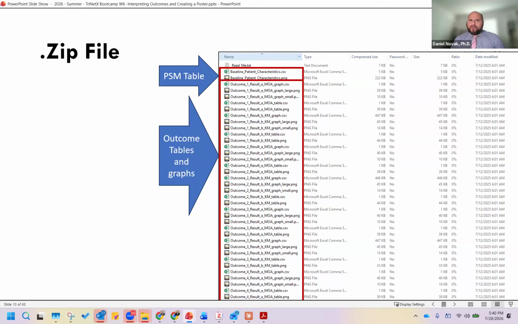But I've created some tools that will really help make these more useful than before. You'll also see that at the top of these zip files is a file called the baseline patient characteristics. And that's your propensity score matching table. So you'll want to make sure you are able to locate that pretty easily because it's very important to many parts of your study later on.